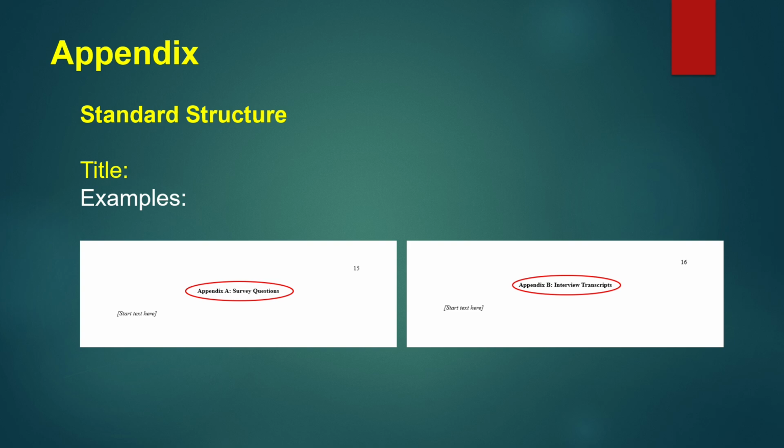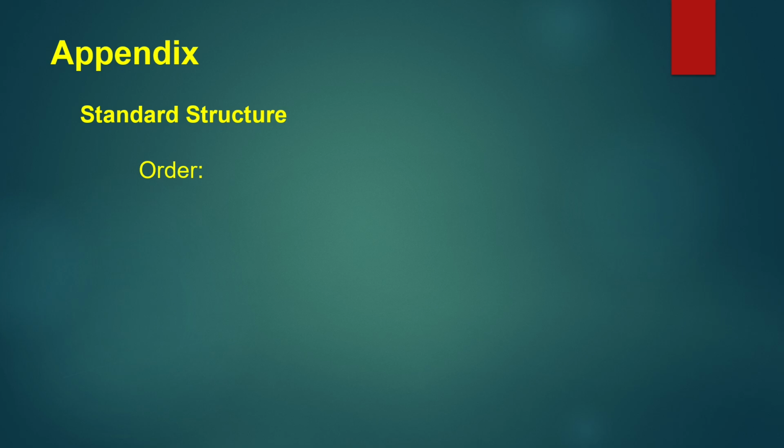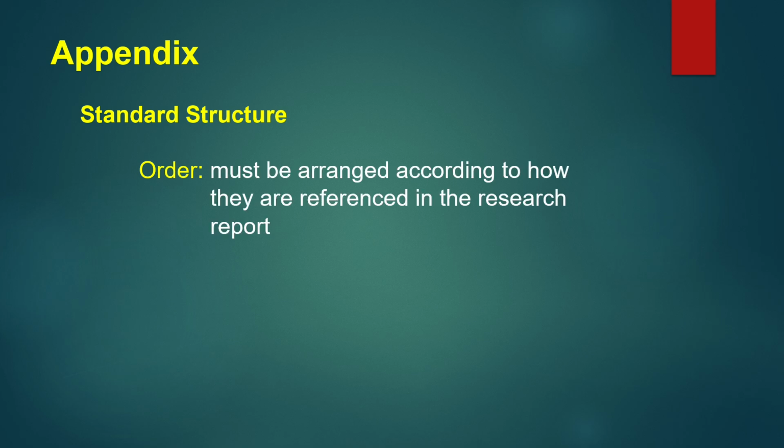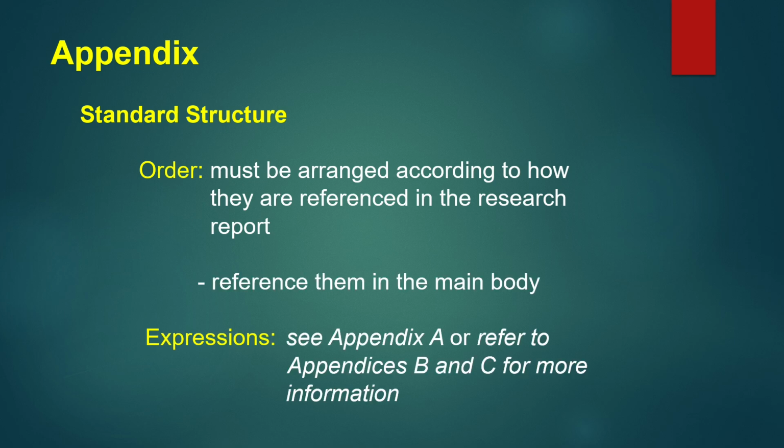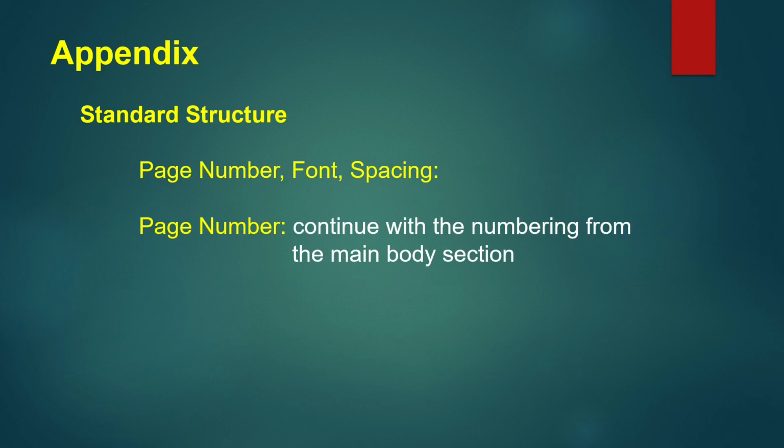Moving on, let us talk about the order. Appendices must be arranged in the sequence in which they are referenced in the research report. Similarly, reference them in the main body using expressions such as, see Appendix A, or, refer to Appendices B and C for more information.